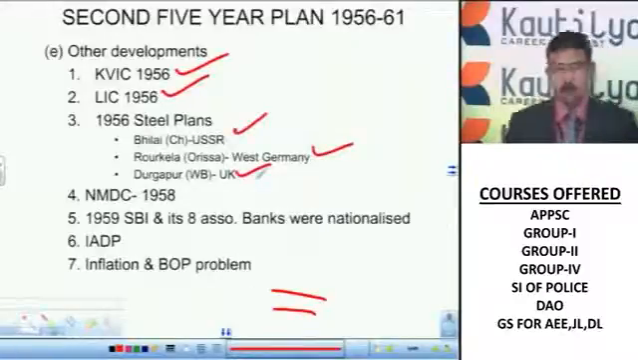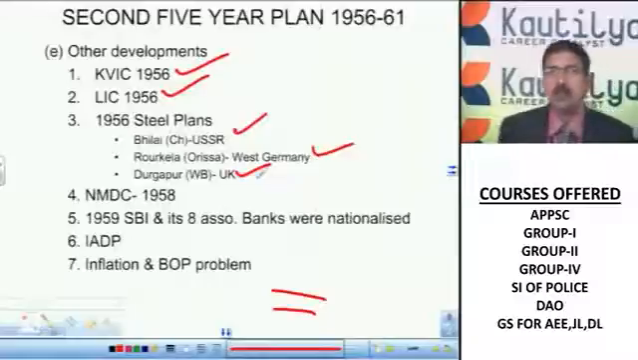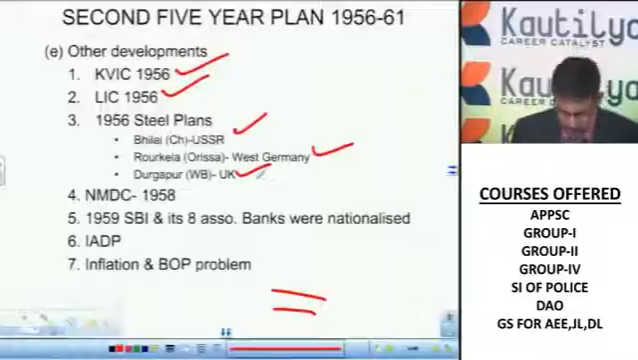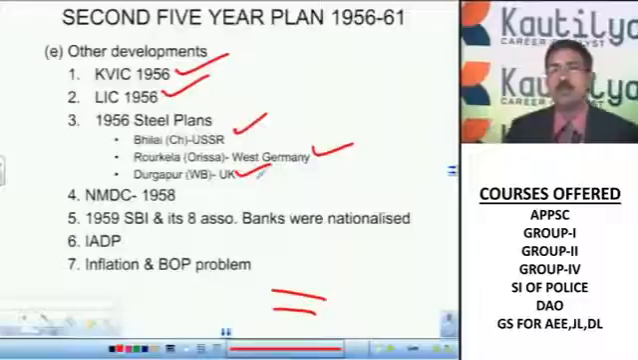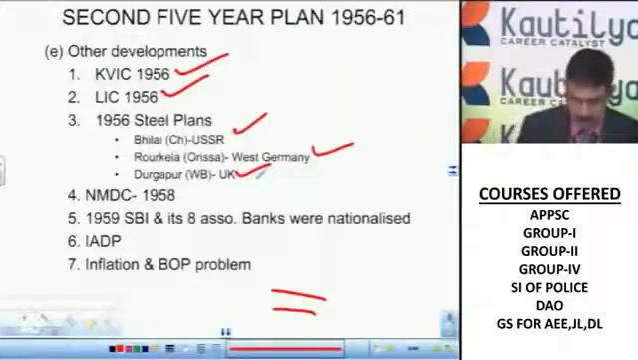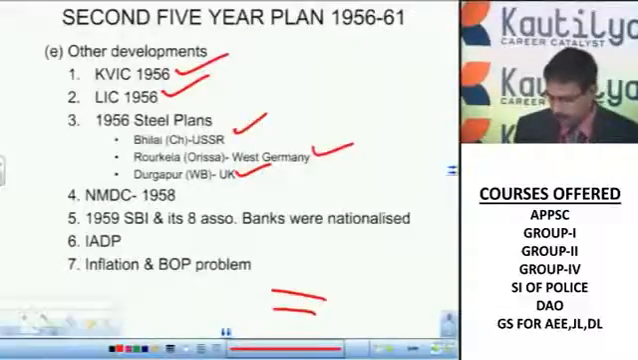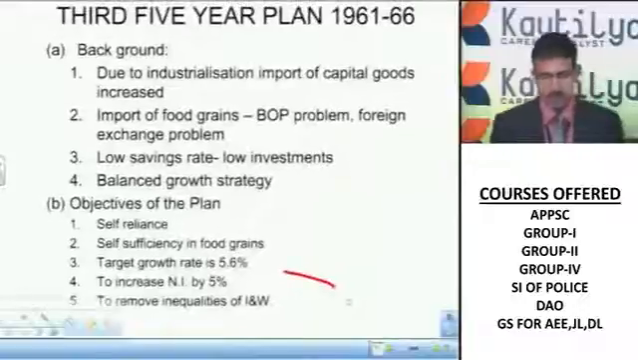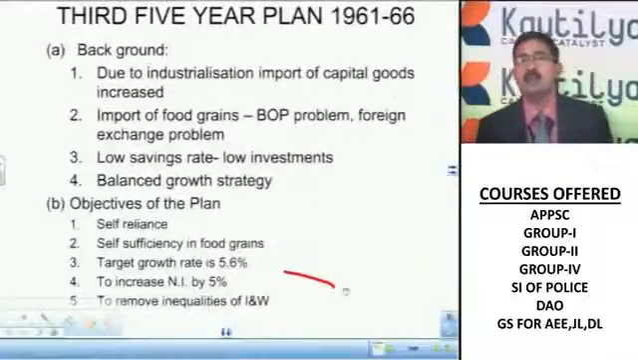NMDC was established in 1958, and to support agriculture and industries, SBI and its associates were nationalized. Then in 1961, at the end of the plan, the Intensive Agriculture District Programme was launched in three important districts. However, there were problems of inflation and BOP problems in the second 5-year plan. With this, India is said to have entered the takeoff stage.